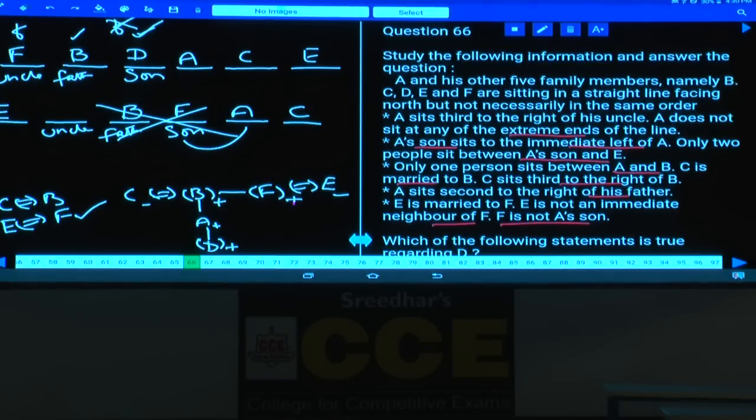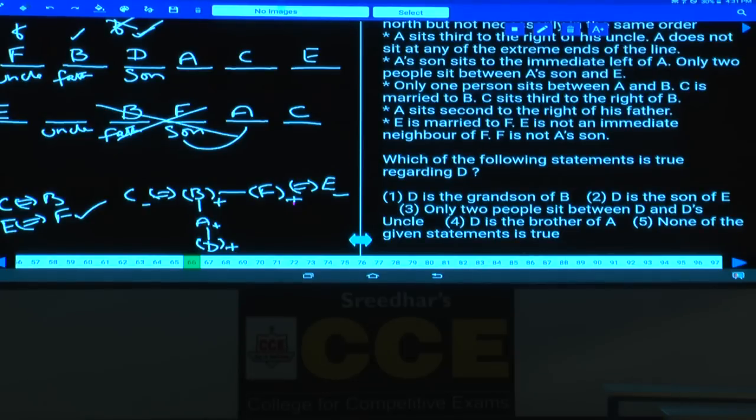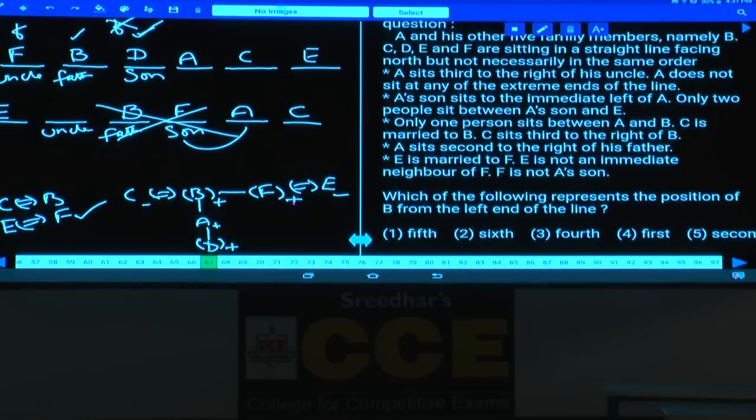Then question number 1. Which of the following statements is true regarding D? D is the grandson of B, definitely true or false? Now D is the grandson of B, definitely true, that is choice 1. Which of the following represents the position of B from the left end of the line? B is here, B is second from the left end of the line. Second from the left, that is choice 5.